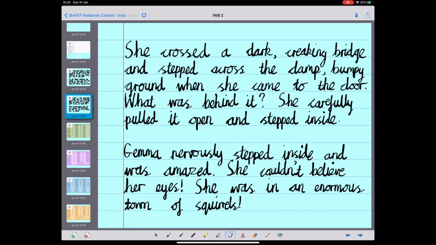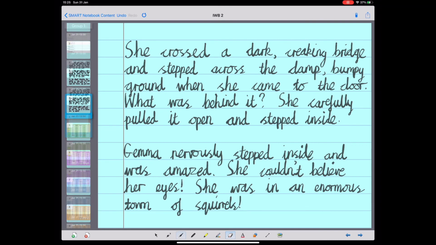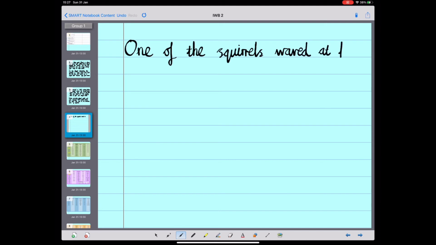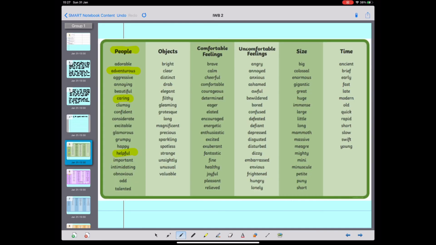Okay, I need to start a new page now. I've run out of room on this page. Right, let's have a look at my plan. What could happen next? Okay, one of the squirrels waved at her. So we can already tell he's going to be a friendly squirrel. So I want my squirrel to be friendly, so I've given them an action which makes them sound friendly.